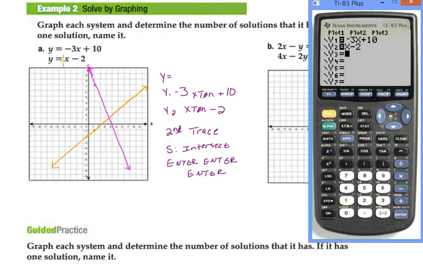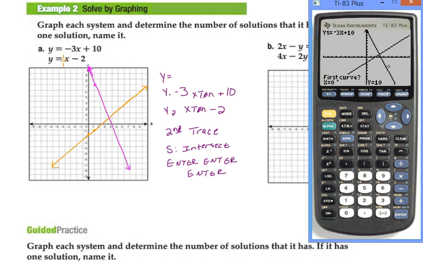I don't have to say that. It knows that. So here's my second button. Here's my trace button. So second trace. I want to find the intersect, which is 5. So that gives me my two graphs. Notice where it says first curve. A lot of times equations aren't linear, so they think that maybe it's a curve.